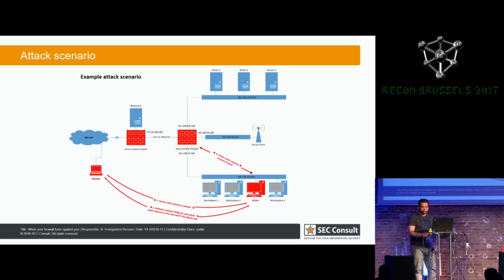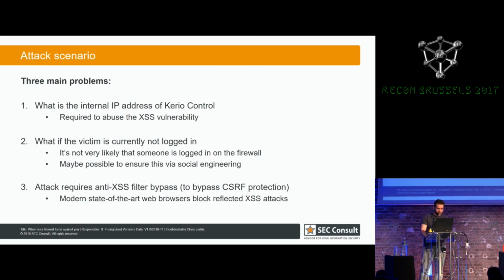And you see here I have some problems which I have to solve. So first of all, I have to know at which internal IP address the firewall is located. And the second problem is, of course, I cannot read the response because of the same origin policy. That means I have to write my exploit completely blind. So see here, these are the problems. As already mentioned, the internal IP address, and another problem is also, what do I do if the victim is currently not logged in?